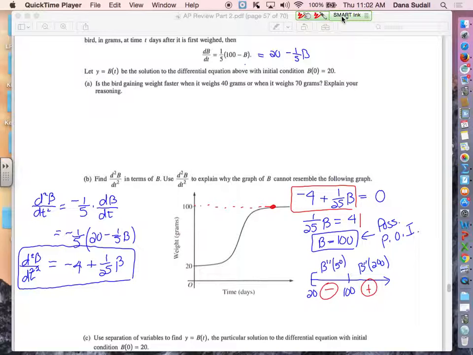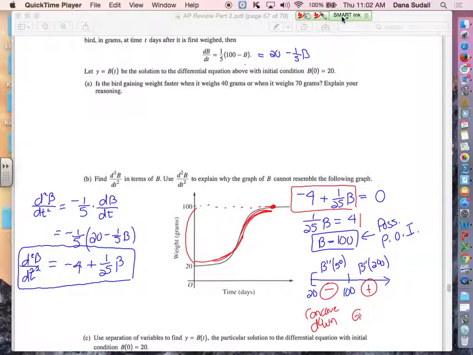The other thing that you could say is between B is 20 and B is 100. That's this side here. My graph should be concave, negative would be concave down. And if you look at this graph here it's concave up, and this part it's concave down. So it's not changing concavity in the right spot there. So you can use either one of those as your explanation.